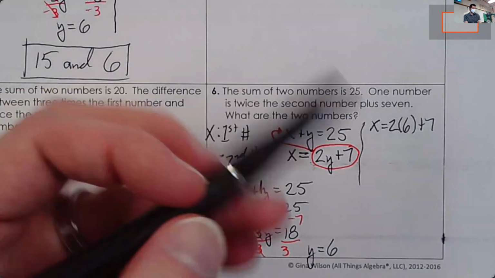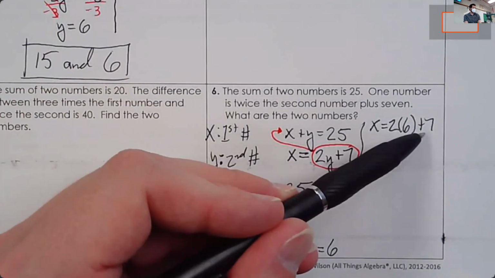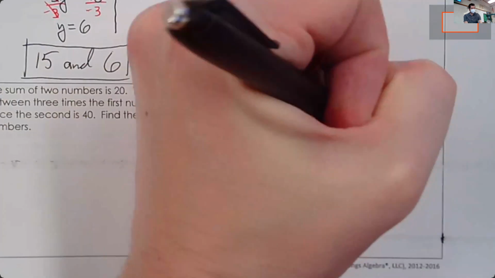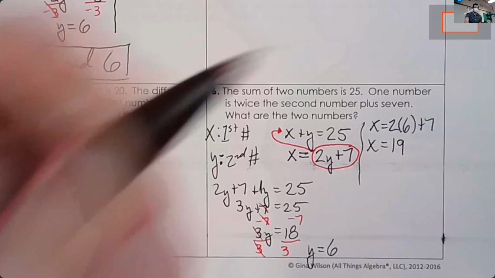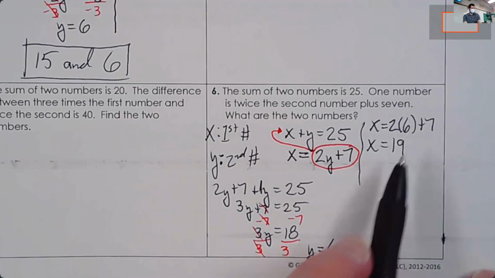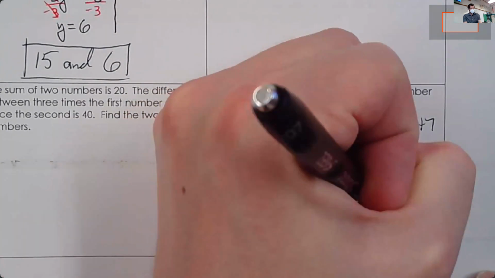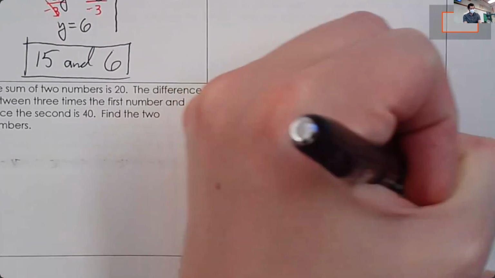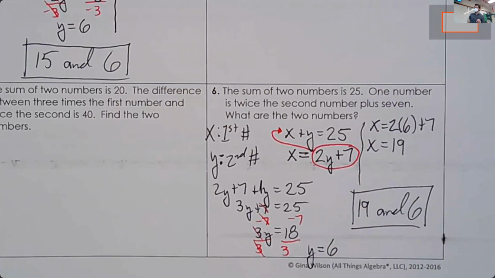And 2 times 6 is 12, and 12 plus 7 is 19, so x equals 19. So the two numbers that we get on this one, 19 and 6. So those are our two values for x and y on problem number 6. All right.